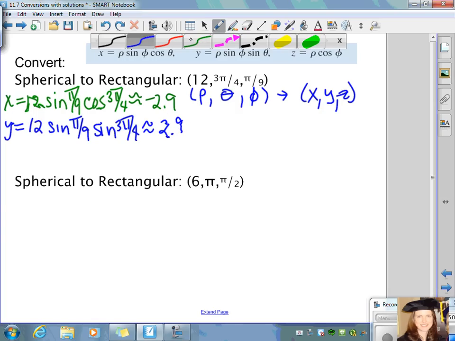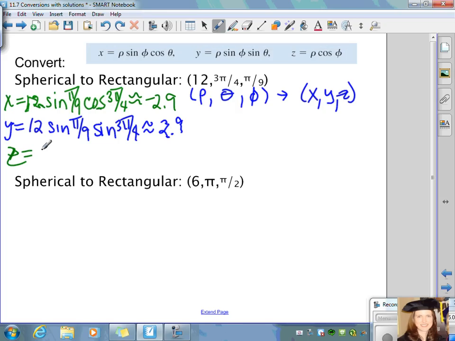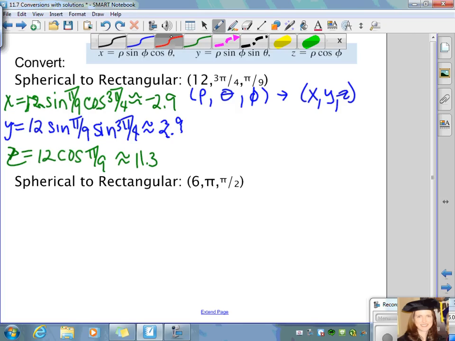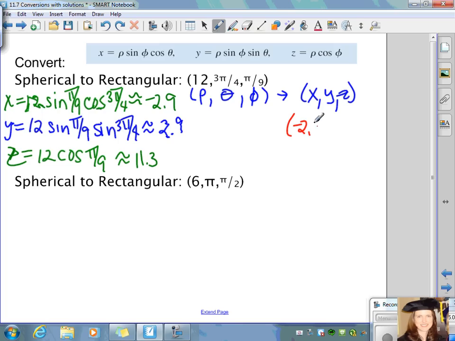And then to find our z, we use the conversion equation z equals rho cosine phi. That's going to be 12 times the cosine of pi over 9. And that is approximately 11.3. So our point using the rectangular coordinate system then is going to be negative 2.9, comma 2.9, comma 11.3.